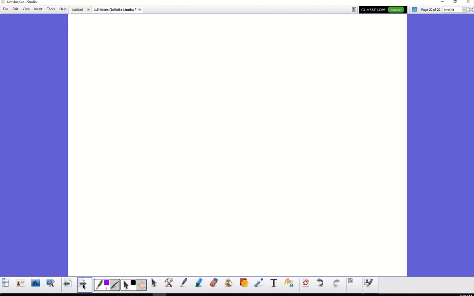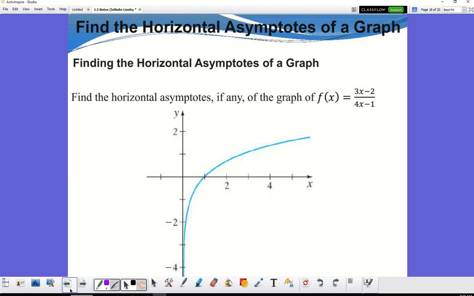Horizontal asymptote. Horizontal asymptote at 0. Okay, there we go.